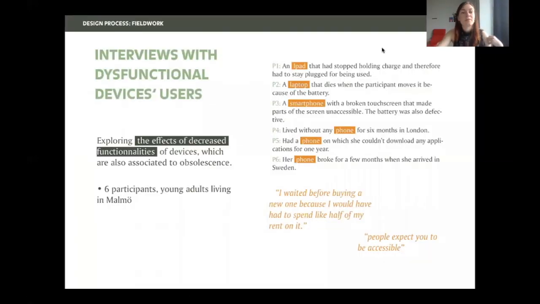About the fieldwork, I first conducted interviews with dysfunctional device users. I conducted interviews with 6 participants who owned various dysfunctional devices. The idea was to explore the effects of decreased functionalities of devices, which are also generally associated with obsolescence. What was interesting here was that because of external causes and because of how their social environment is structured, it became socially difficult for them not to have a functioning device at some point. And for half of them, it was economic reasons that pushed them to postpone buying or repairing their device.